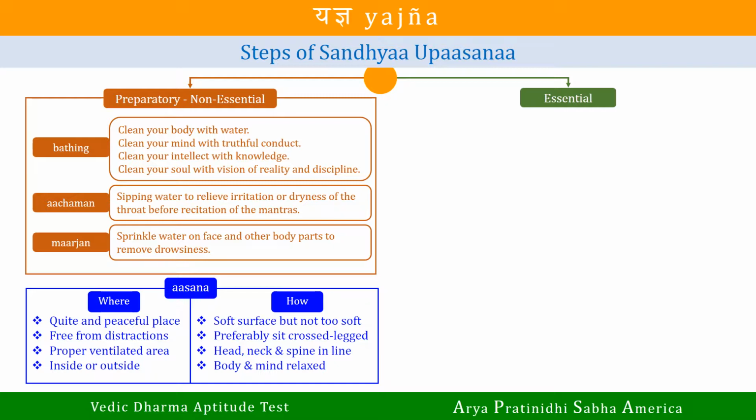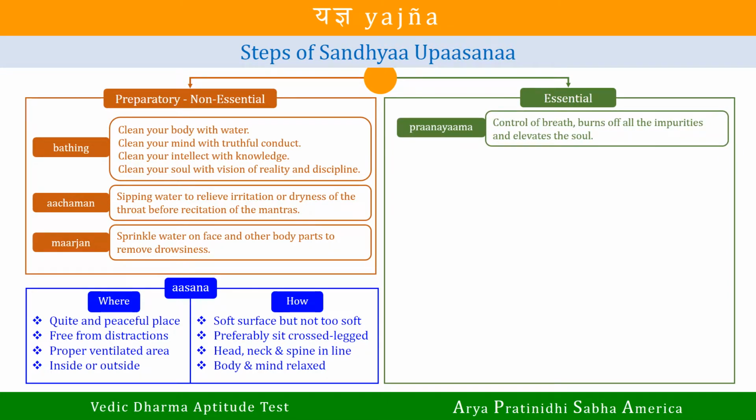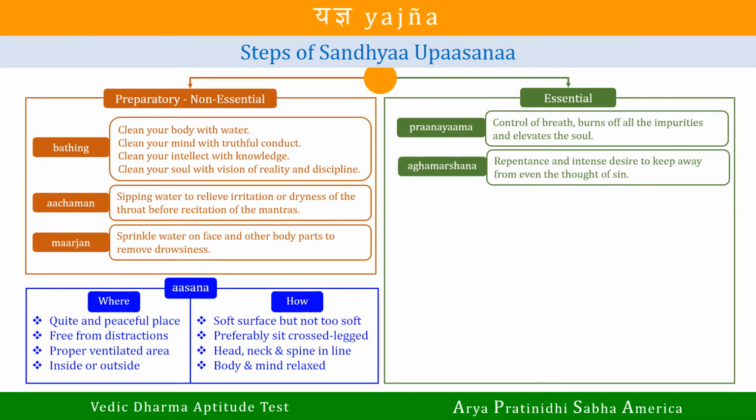However, as indicated earlier, the mantras should be recited and their meanings and significance should be understood, which holds true for all the essential steps as well. Exactly as you said, the fourth is pranayam. It helps to control breath, burns off all the impurities and elevates your soul. Fifth is agmarshan mantra. In short, an intense desire to keep away from the thought of sin.